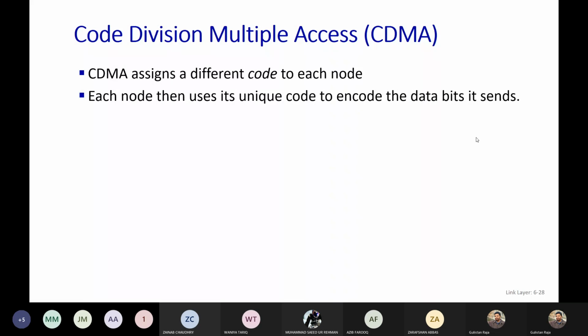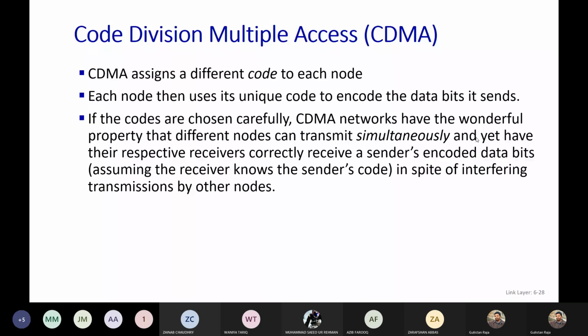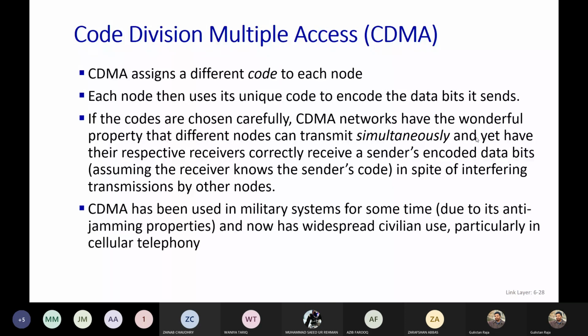So if codes are carefully selected, then CDMA has wonderful properties: different nodes can transmit simultaneously, and yet their respective receivers can receive the encoded data bits using that code without interference. And it has a lot of use in military systems due to its anti-jamming properties, and widespread civilian use, particularly in cellular telephony.